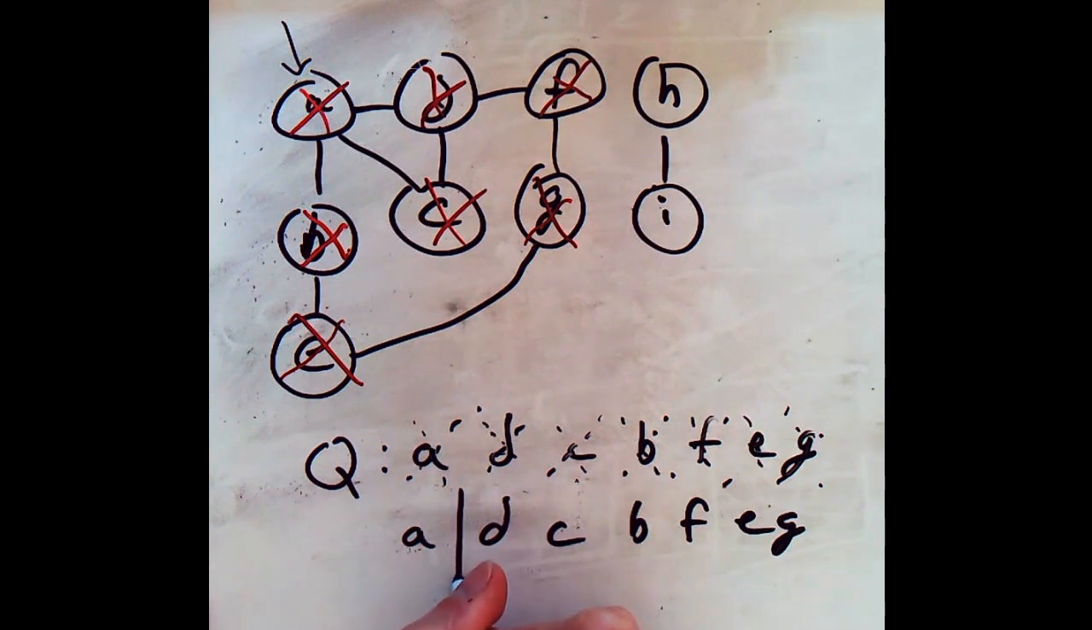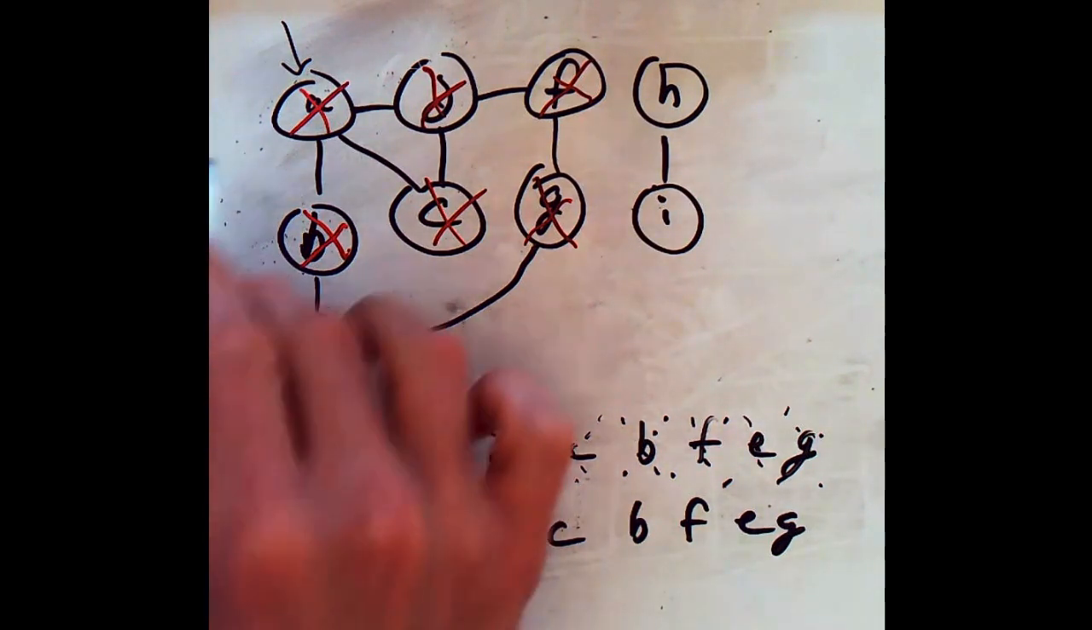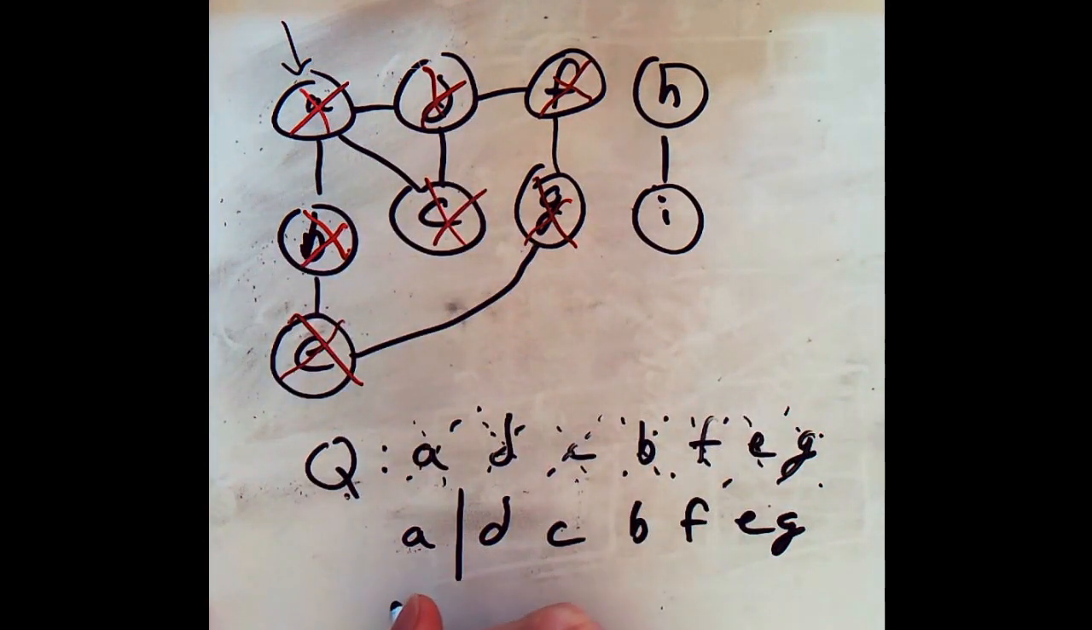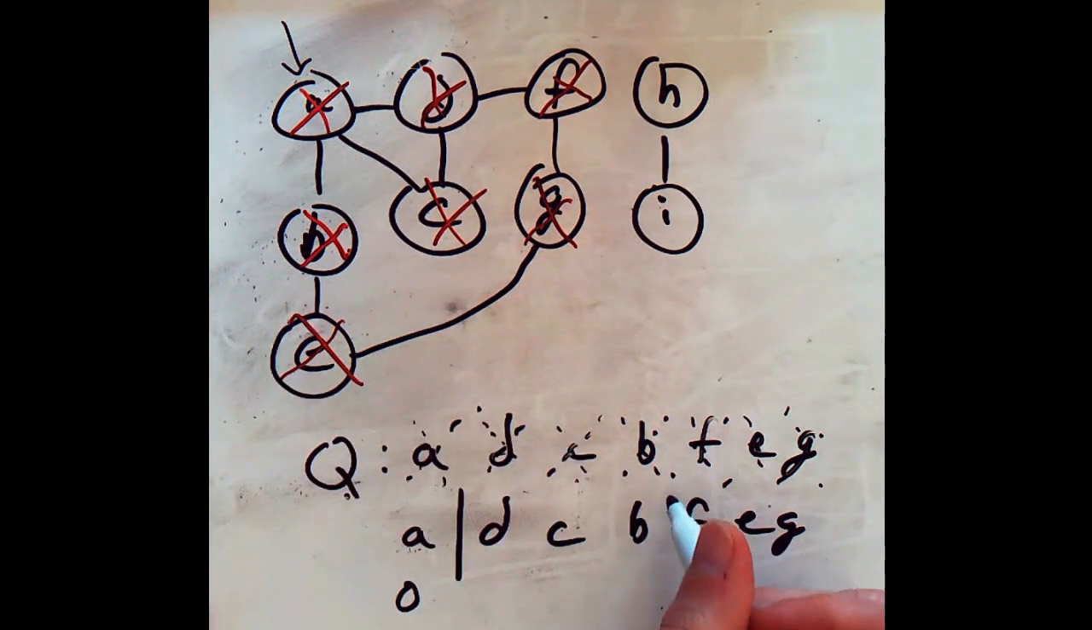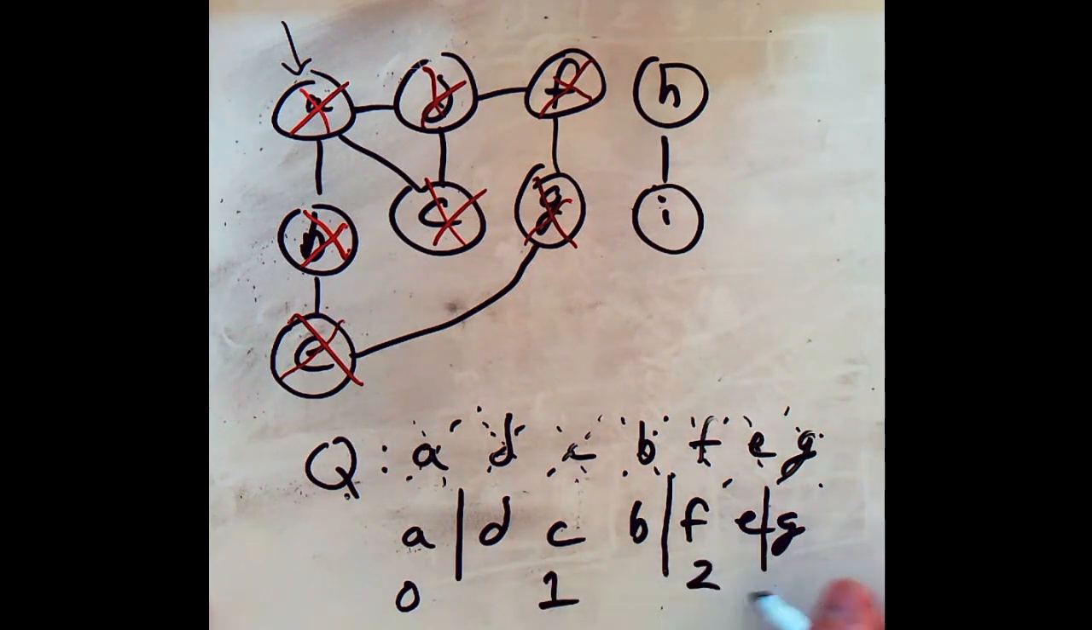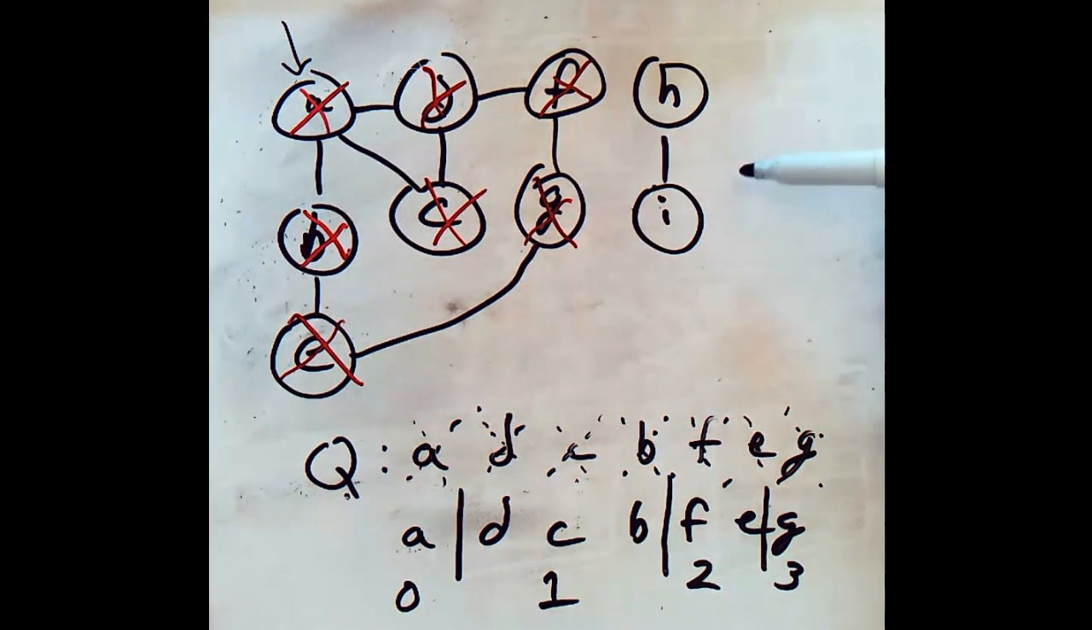I'm going to draw dividers here. Basically what we did is we divided this up in steps: things that are 0 away from node A, and then the things that are 1 link away from node A, and then F and E were 2 links away from node A, and G is a total of 3 steps away from A. And we saw that we never visited H and I because they're not connected.